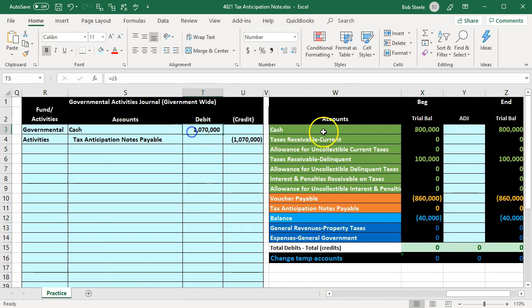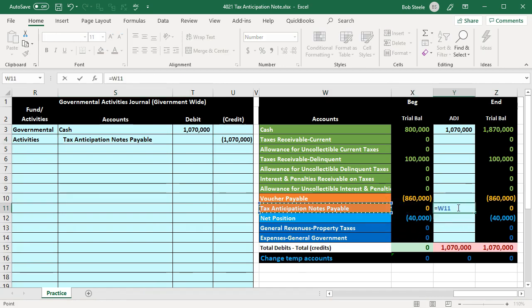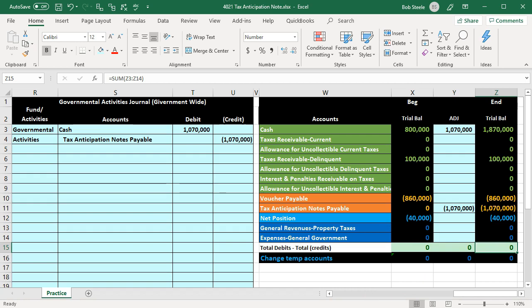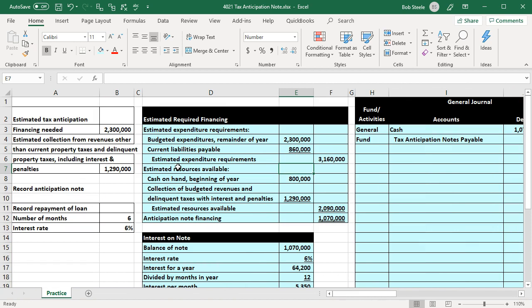So cash is going to be up top. We're going to be in Y3 equals the cash 1,070,000. And then we're going to go to the tax anticipation note here. So we're going to be in Y11 equals, and we'll scroll up to that 1,070,000 as well, putting us back in balance. Now we're just going to record the payment of this item. And so we're going to say that we made the payment plus the interest. And so at the 6 months later, we make the payment plus the interest.